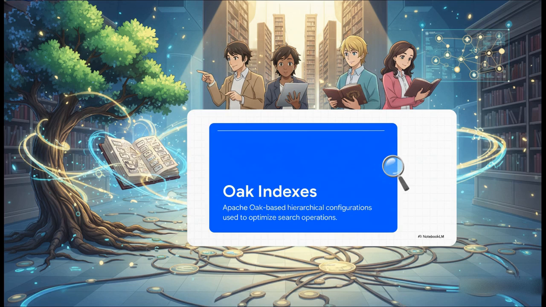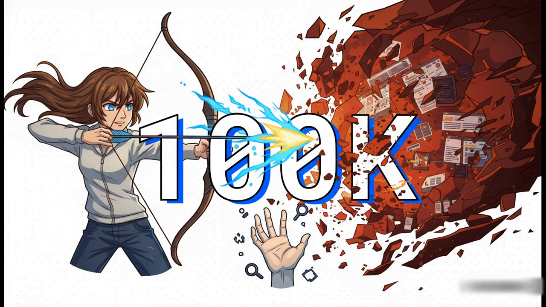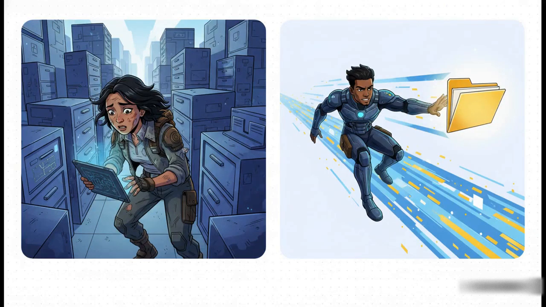Also, keep in mind, AEM Cloud Service exclusively uses Oak Lucene indexes for this cataloging. Which brings us to this massive number, 100,000. This is AEM's default hard-stop traversal limit. If AEM is forced to search the content tree without a proper index, it literally just throws its hands in the air and stops processing after checking 100,000 nodes. So if the content you're looking for isn't in that first batch of 100K, your search completely fails. No results for you.